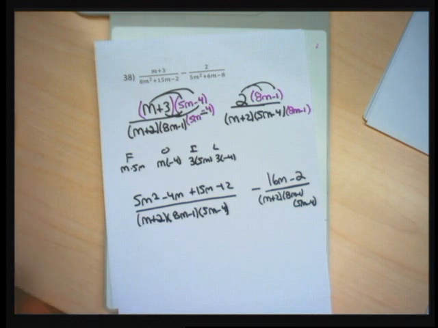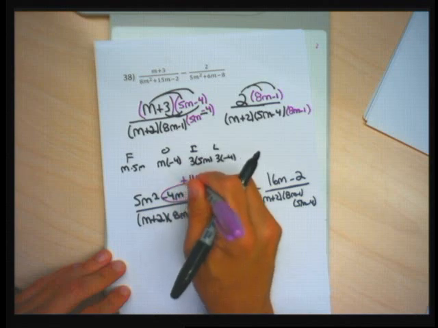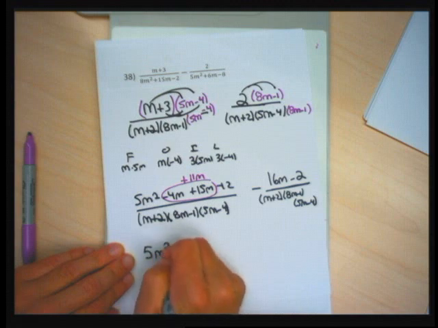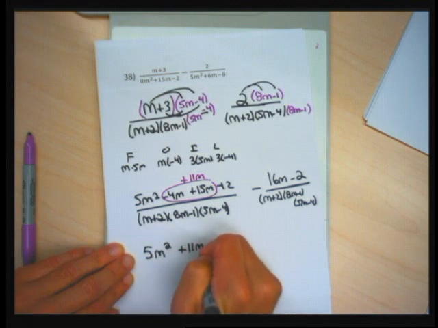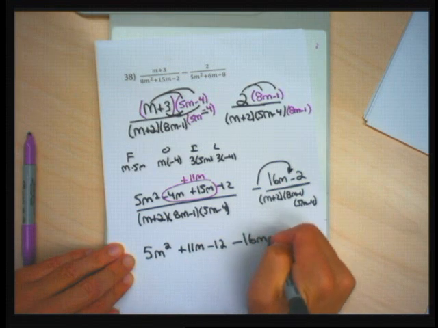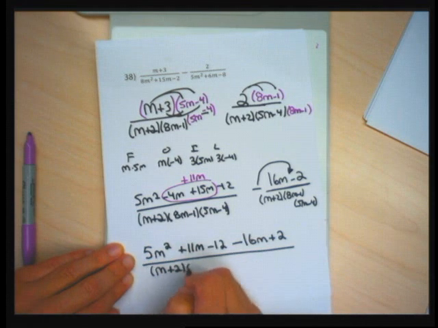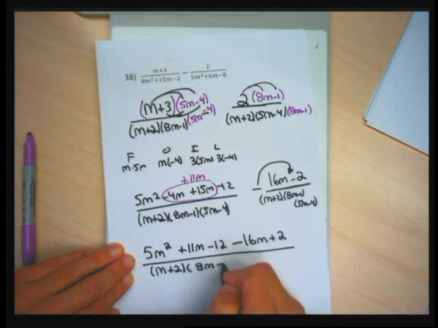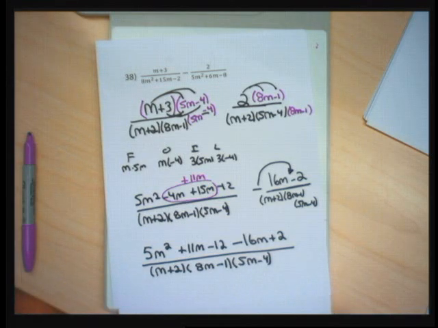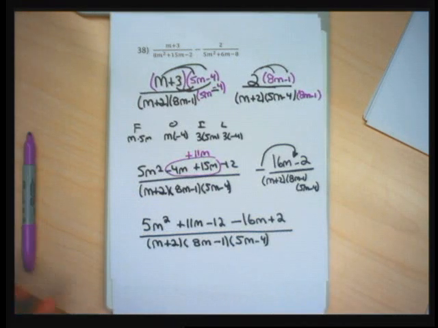I'm going to make the two fractions into one. When I do this, I'm going to write this as a positive 11m because that's what those combine to. So when I make the two fractions into one, I'm going to have 5m squared plus 11m minus 12. I need to switch that sign. So minus 16m plus 2 over m plus 2 times 8m minus 1 times 5m minus 4. So now my two fractions have the same denominator. They're down to 1, and I'm going to combine like terms in the numerator.